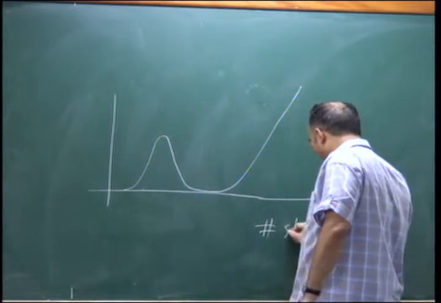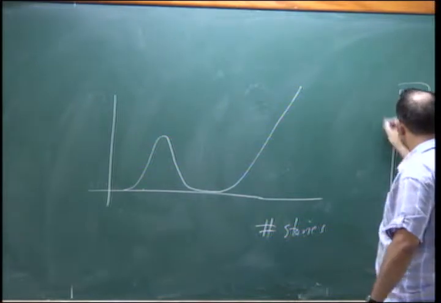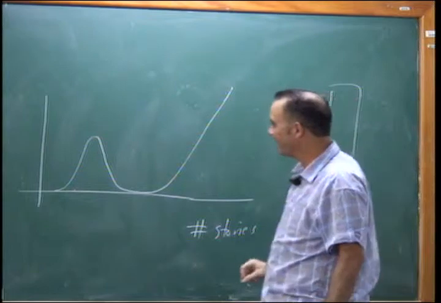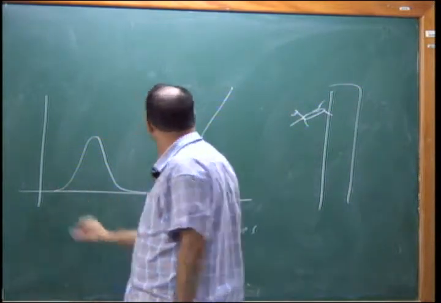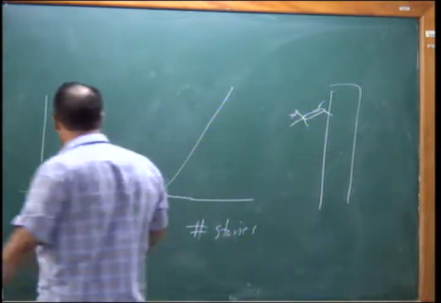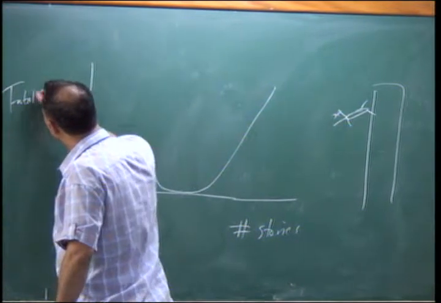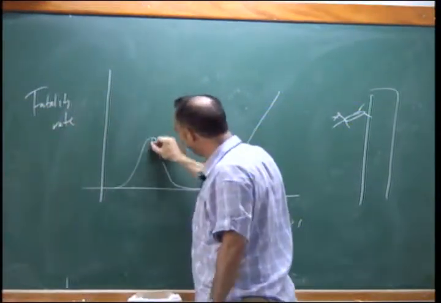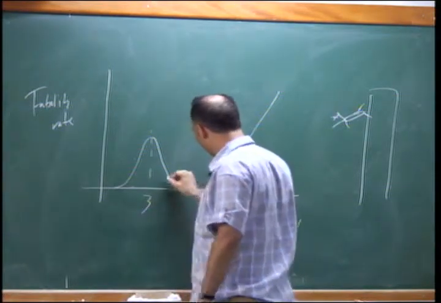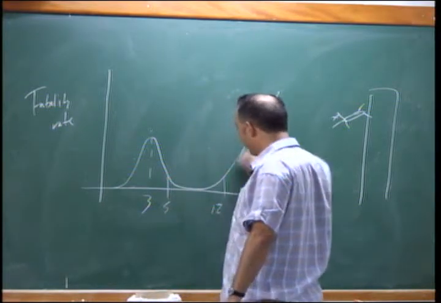Number of stories, right? So this is how high you are in the building, and this is the fatality rate. There's a peak around 3 stories, and then it goes flat for about 5 to 12, and then it goes up again.